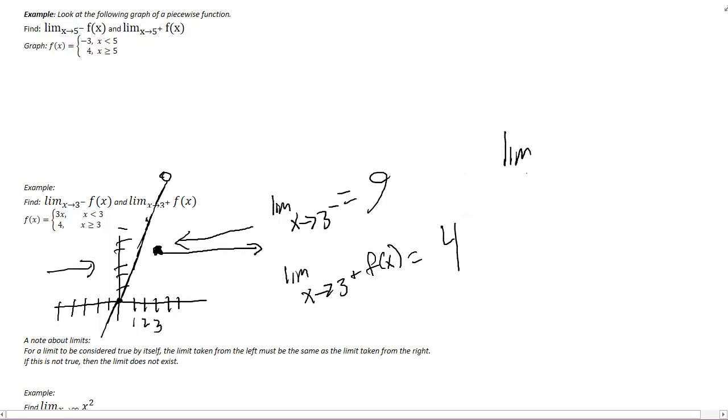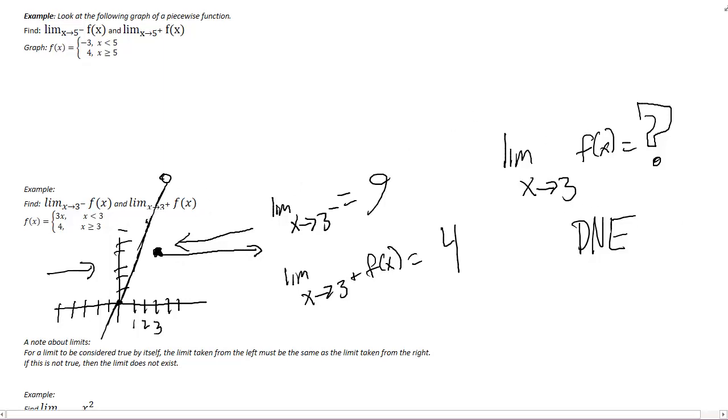So what is the limit as x approaches 3 of that function? Well, that's quite simple. The limit does not exist. And we can just write DNE, that stands for does not exist. Because when you're coming from the left, it equals 9. When you're coming from the right, it equals 4. It does not exist. The limit as x approaches 3, not there.